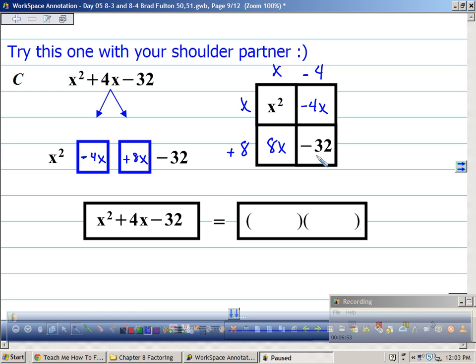Just raise your hand if I'm going too fast. I told you it was going to be more difficult. Is it more difficult? Not really? A little bit. A little bit? No? Good. X plus 8, x minus 4.